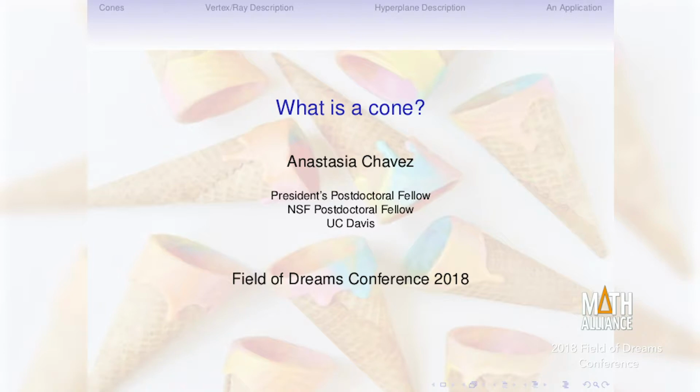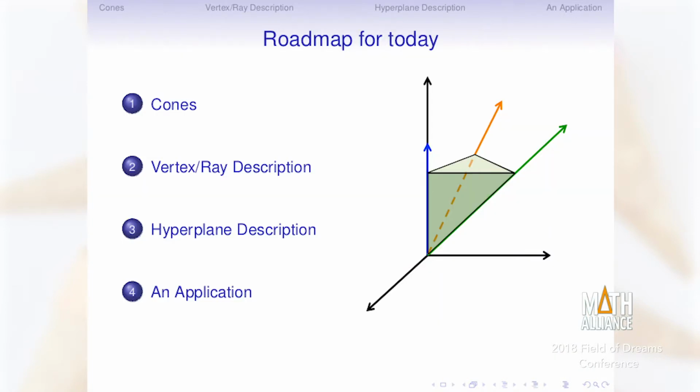And then I will present to you two different descriptions, one in terms of vertices and rays, and the other one in terms of something called a hyperplane. And then end on this application that I just mentioned that links these cones with graphs. And then I added a little bonus at the end, so I'll leave that as a surprise.